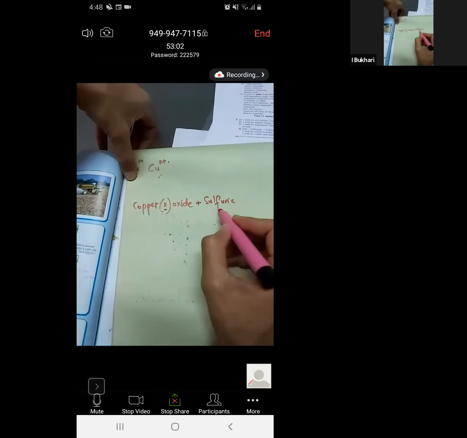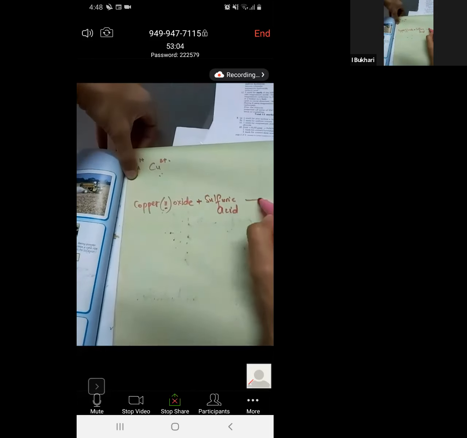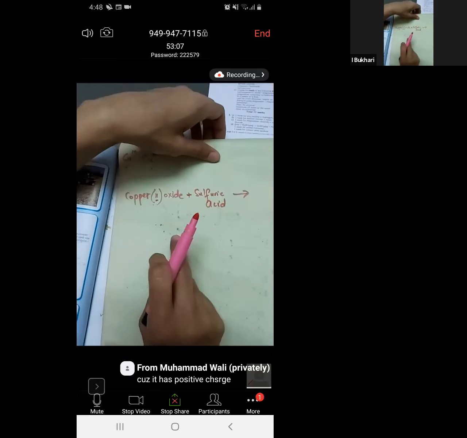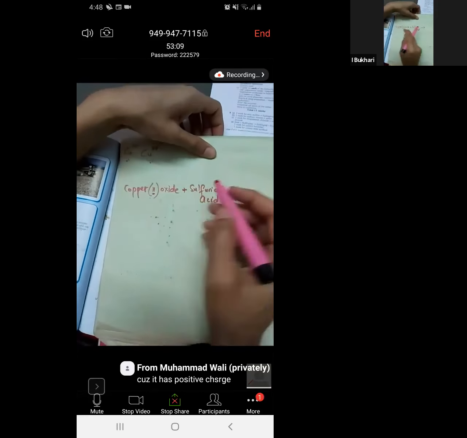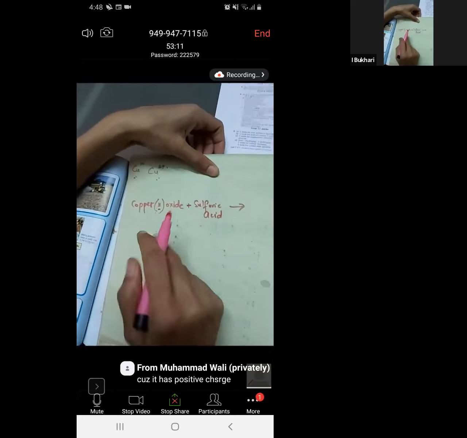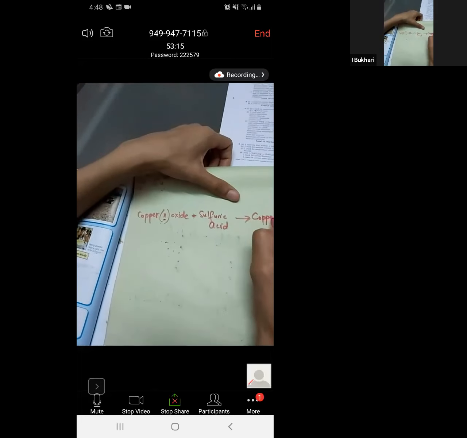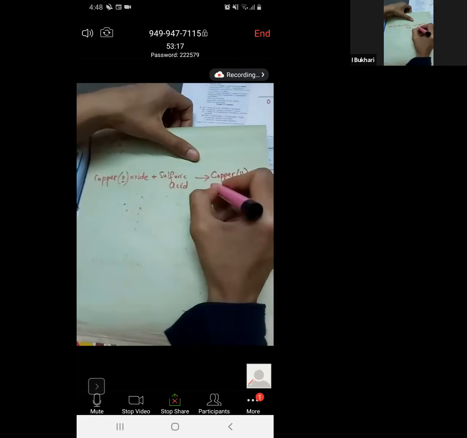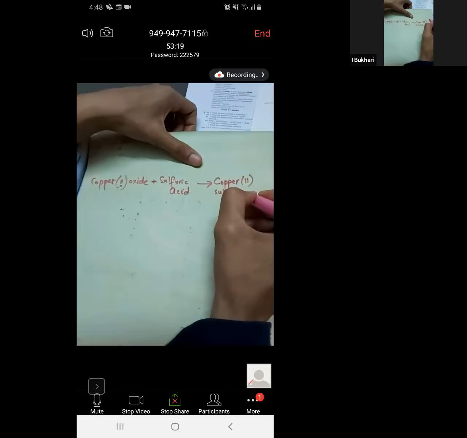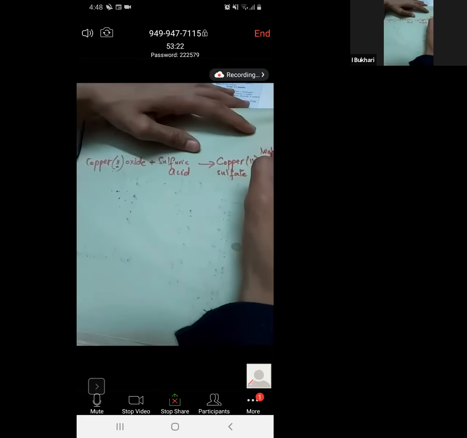This is the word equation, so I will use the names, not the symbols. Symbols will be in the chemical equation. So copper(II) oxide plus sulfuric acid gave me copper(II) sulfate plus water. This is the word equation.